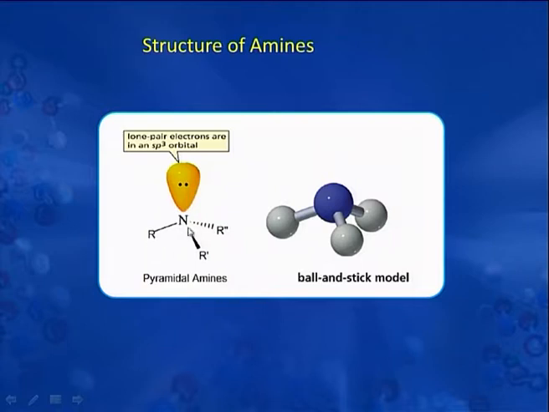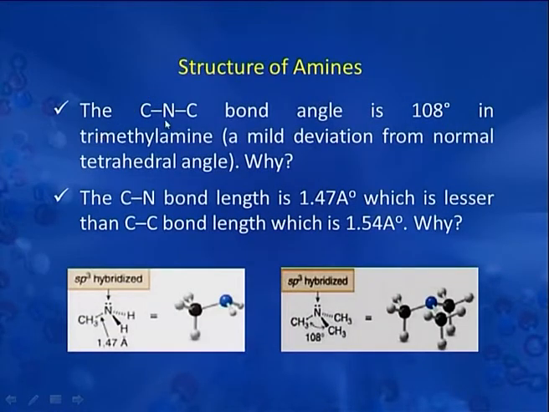This is an example of a tertiary amine, where the nitrogen is tetrahedral in nature, is sp3 hybridized and has 4 sp3 hybrid orbitals. Out of the 4 sp3 hybrid orbitals, one is occupied by a lone pair of electrons, whereas the other 3 have formed sigma bonds by the overlap with sp3 hybrid orbitals of alkyl groups. This is the ball and stick model of amine. The carbon-nitrogen-carbon bond angle in trimethylamine is 108 degrees, which is a mild deviation from the normal tetrahedral angle.